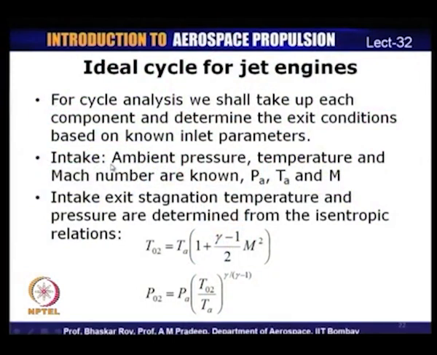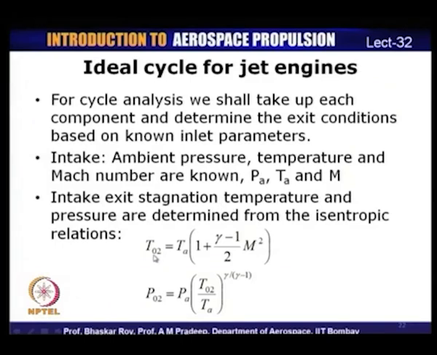So, we shall first analyze the intake or the diffuser. In the case of intake or the diffuser, the ambient pressure, the temperature, and Mach number are usually known, that is P_A, T_A, and Mach number M are known a priori, depending upon what altitude the aircraft is flying and at what speed it is supposed to fly. So, the exit conditions, that is exit stagnation temperature and pressure, can be calculated from the isentropic relation, because we have assumed that this process is going to be isentropic.